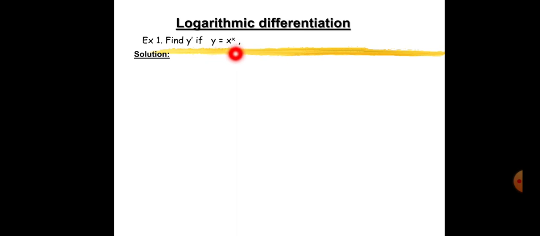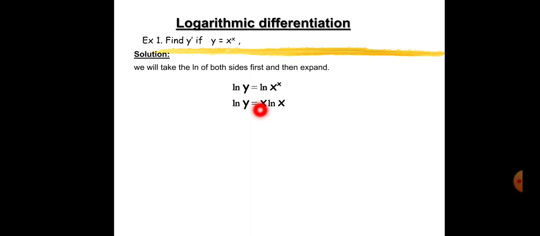Deal with such a problem in the derivatives table. So we can use ln by taking ln for both sides. So we have ln y equals ln x to the power x. And from the properties of ln, we can put this power in front of the ln. So we can write ln y equals x ln x.